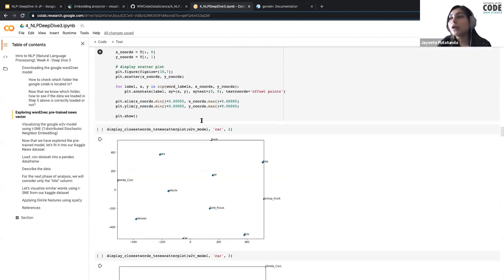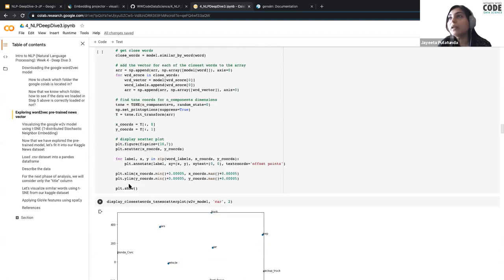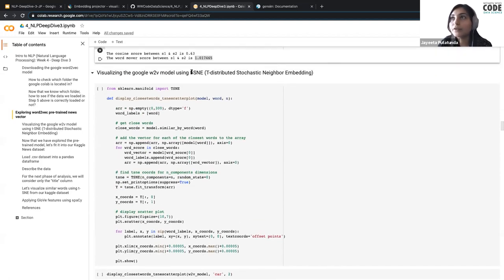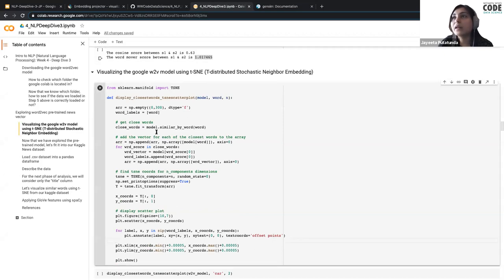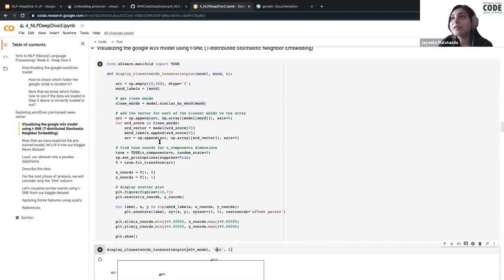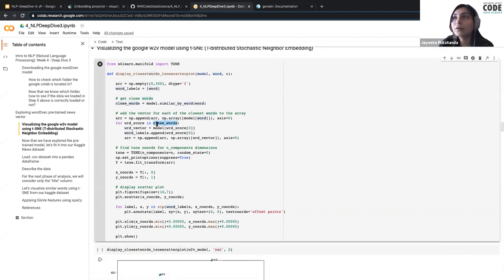So this is the plot that we saw in the theory section as well. Here I wanted to utilize the Google Word2Vec to see what kinds of words exist in the whole documentation. We're calling the similar by word method for the word that we're going to pass. We're passing here the word car, and we'll see how that works. It's finding the closest words, appending all the words, and basically plotting it. And you can call the TSNE function from the sklearn library. We discussed it a little bit in week one on the use cases of sklearn, and it's a great library and has many useful methods that you can refer to.